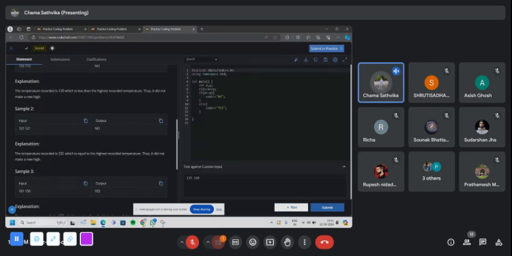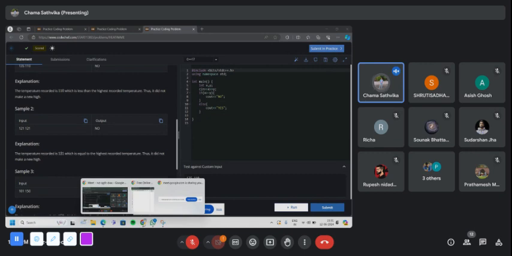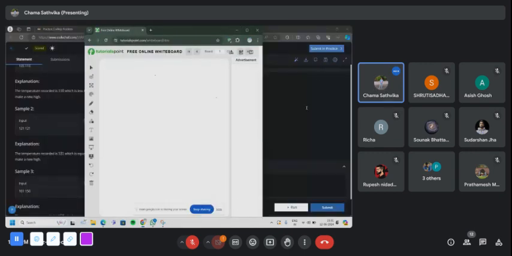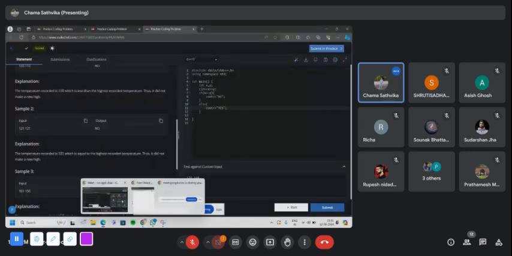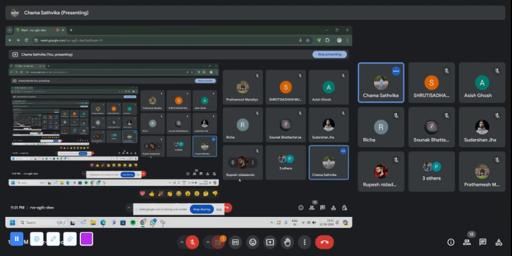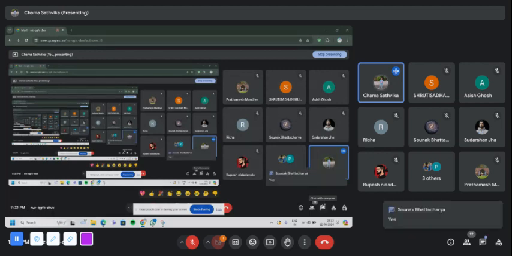This is clear for everyone, right? Is there any doubt in it? Is this clear for everyone? Okay, let's move to the second question.